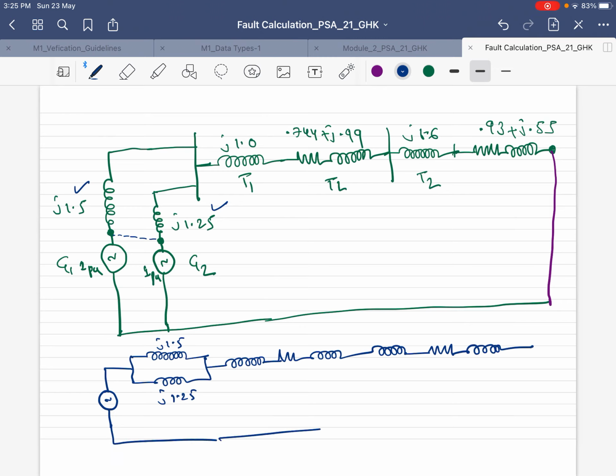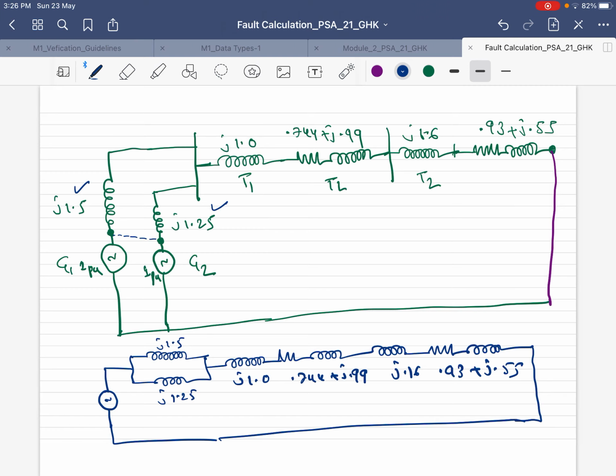Okay, you are reducing the circuit by combining two sources into a single source. The rest of the things are the same. That is 1.0, it is 0.744 plus J0.99, and it is J0.16, it is 0.93 plus J0.55. Then the next step is you have to simplify this.